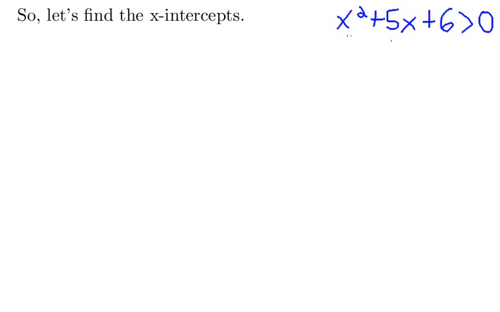So we have x equals, and then we have negative b. So our b is going to be 5. So negative 5 plus or minus the square root of b squared. 5 squared is going to be 25, minus 4 times a, which is going to be 1, so I'm just going to leave that off if that's all the same to you, times c, which is going to be positive 6.